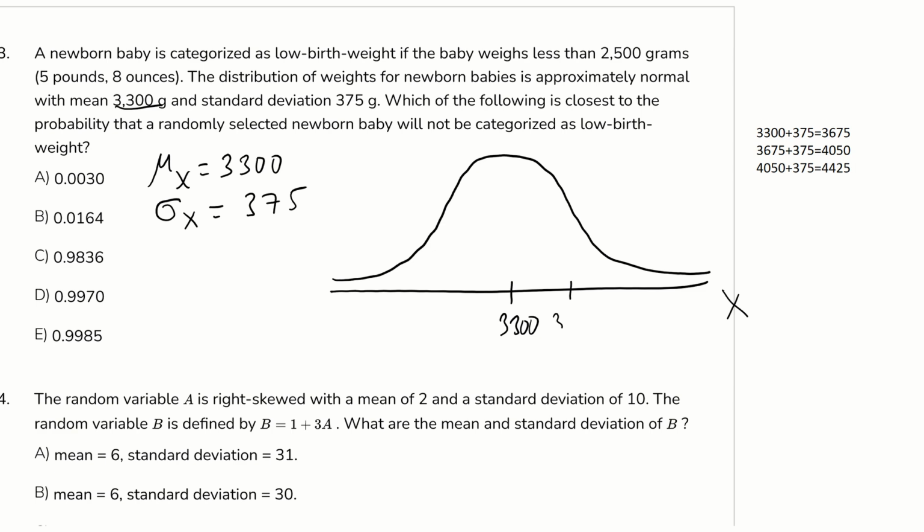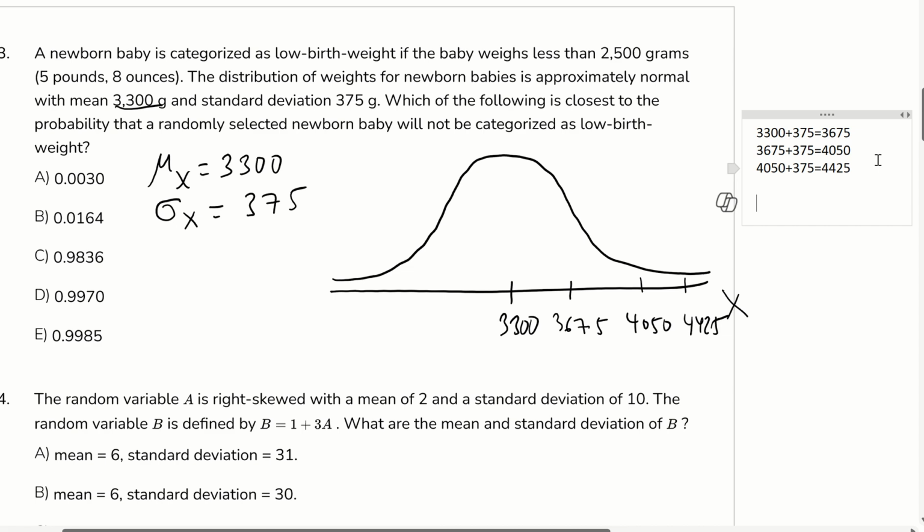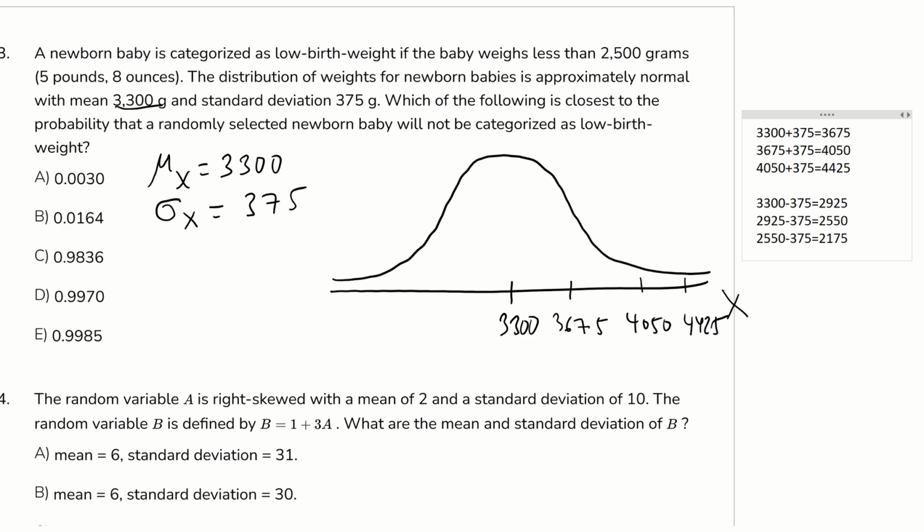Okay, so we got 3675, 4,050, and then 4425, and then we're going to subtract. Okay, so we got all those values there.